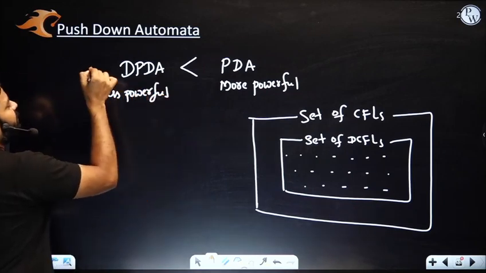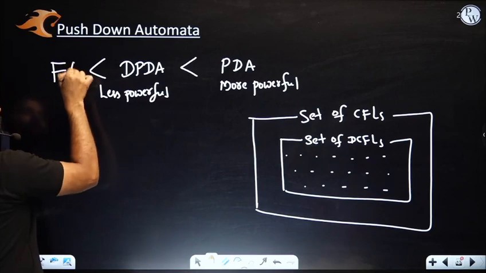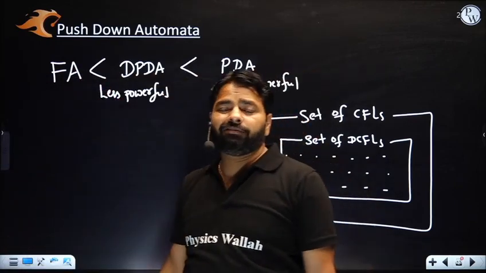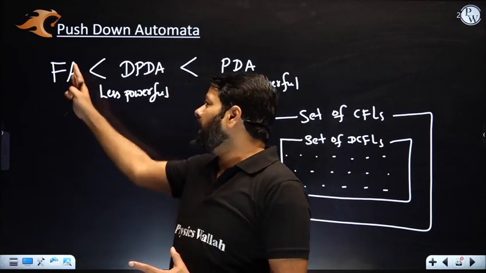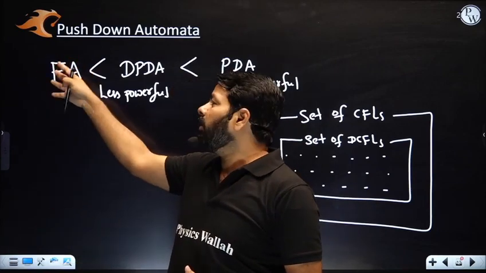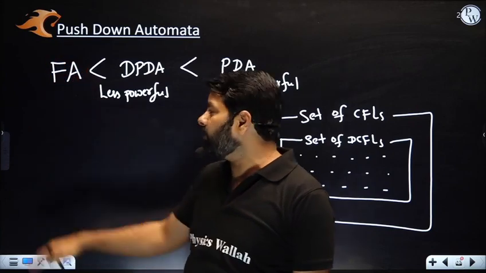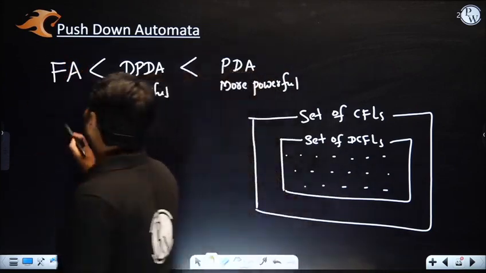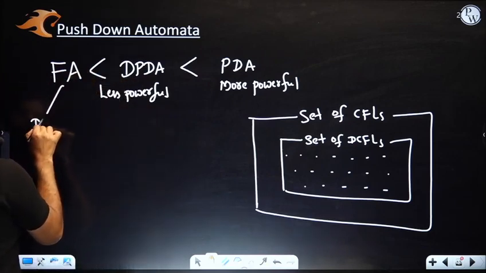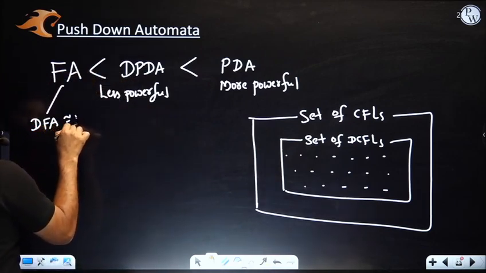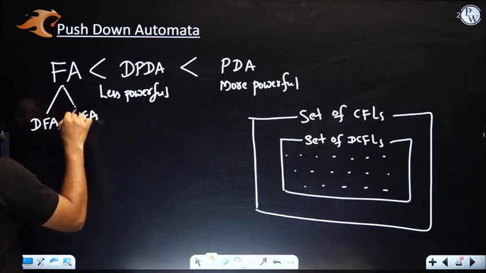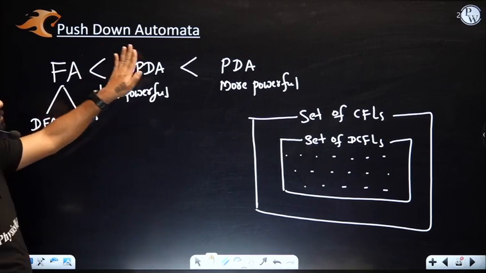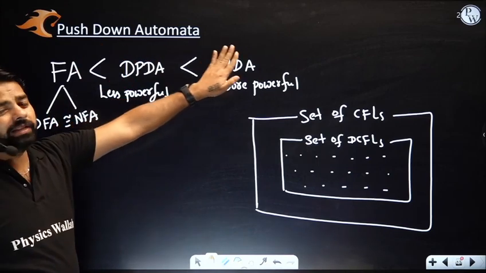If you really want to compare with the finite automata, I can use finite automata here. But don't separate DFA and NFA, because DFA and NFA are all equivalent. So here I can't say DFA or NFA has a different power, because they are all equivalent in power. So now I can say the finite automata is less powerful than DPDA, and DPDA is less powerful than PDA.